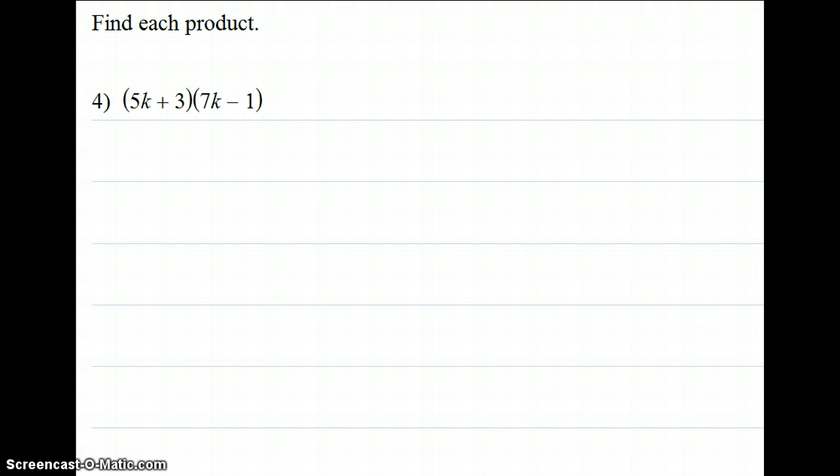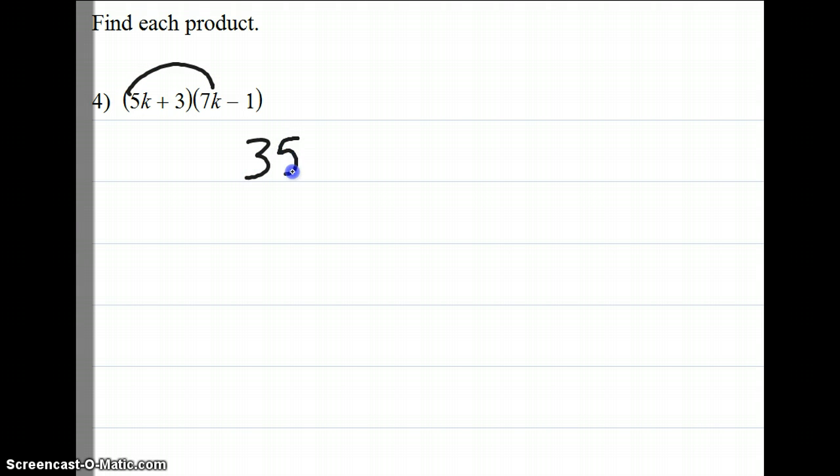If you jump down to number 7, you can kind of see we'll do the same type of idea. So the idea being that we will use the FOIL method. So first, I'll get a 35. K times K is a K squared. I'll take the outside terms, be careful of the positive and negative. I'll get a minus 5K.